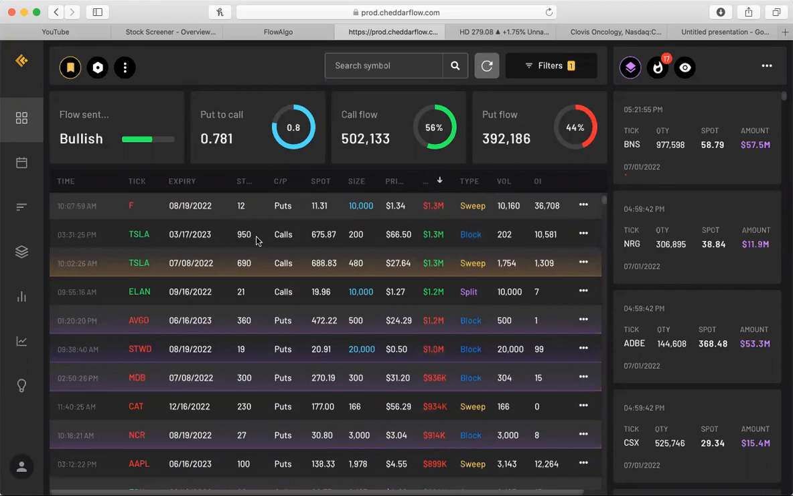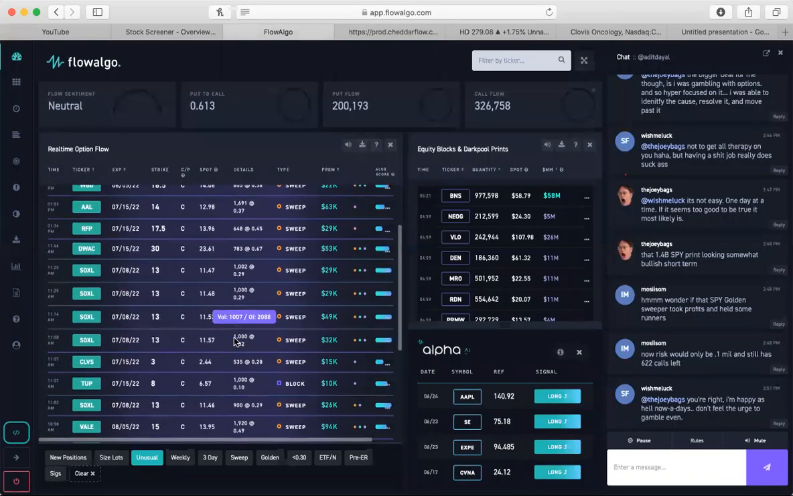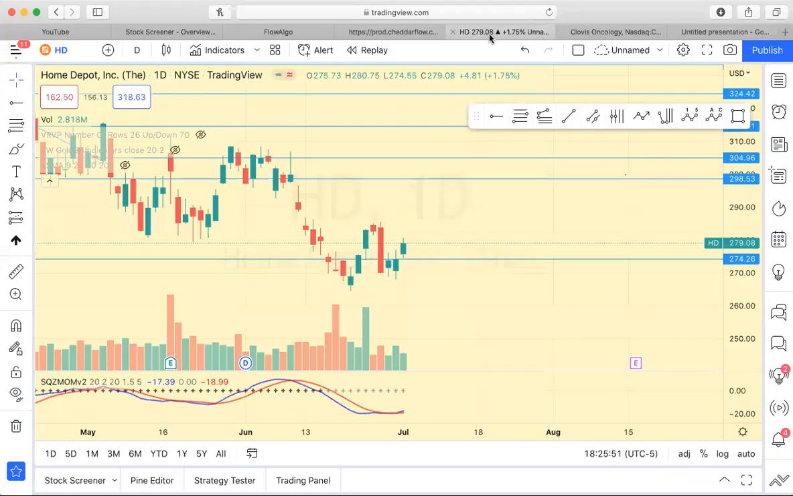But yeah, basically, what I'm trying to say is you just have to find what's suiting you, right? Because I like using Flow Algo during the day. Some people may not like using Flow Algo at all, but I'm showing you what I'm doing, right? So you just have to try it out and see what suits you.